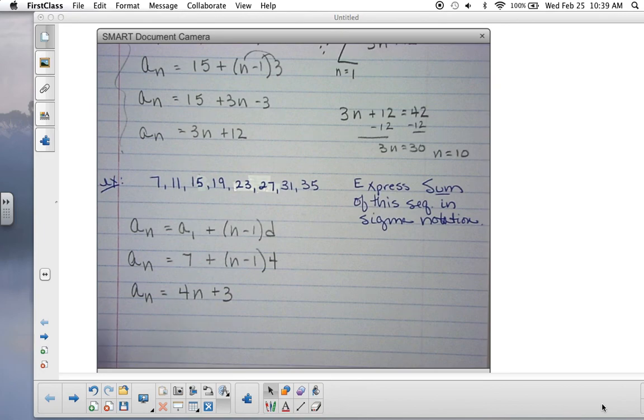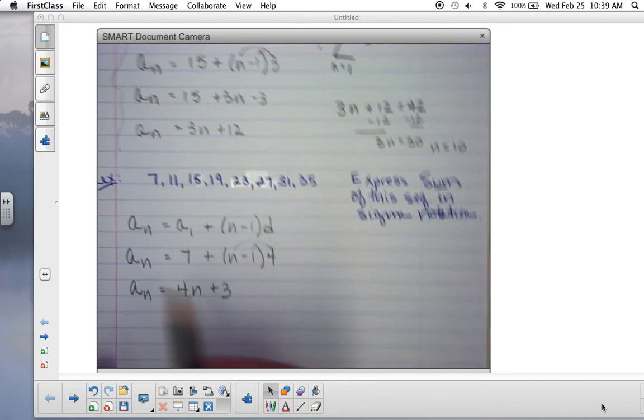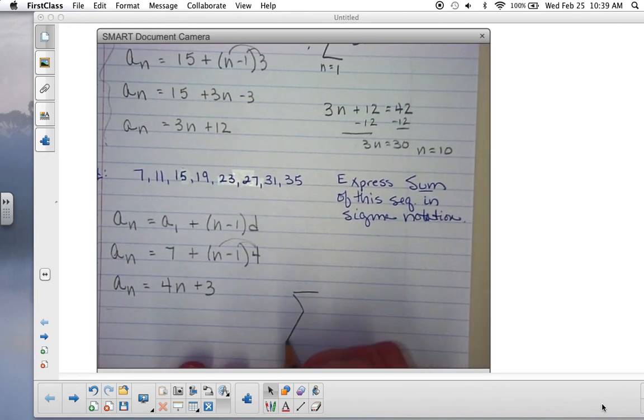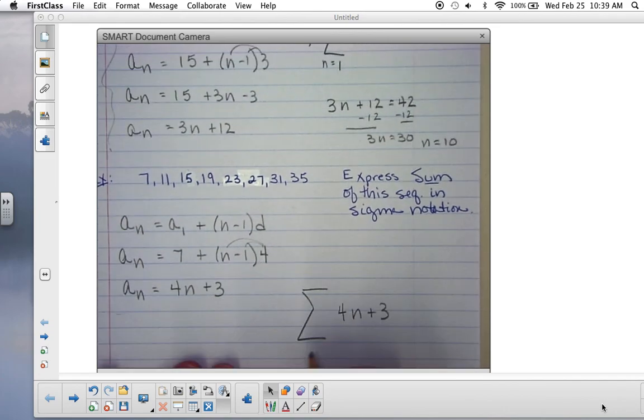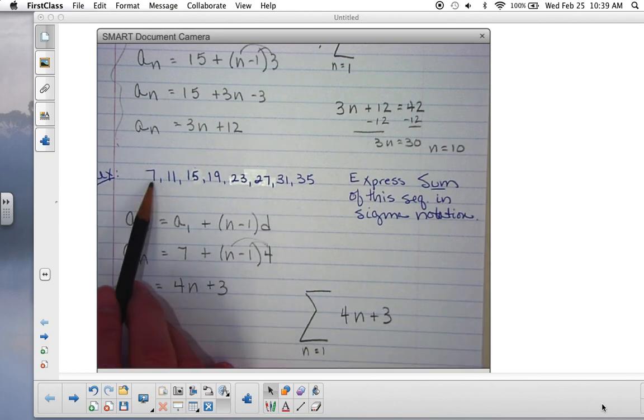I don't know if that's too quick or that's okay. I did that distribute and I combined all in one. So there's my rule. That means 4n plus 3 is going here. N starts at 1 because 4 times 1 plus 3 would make 7.